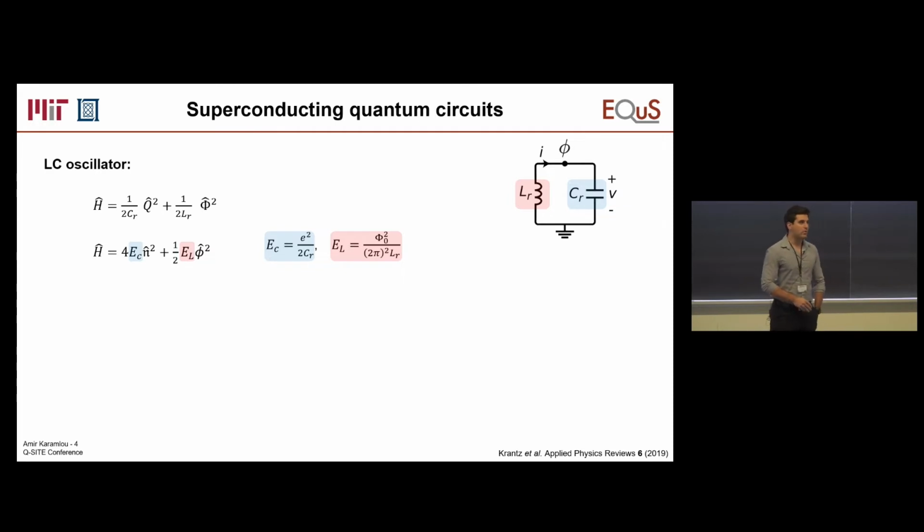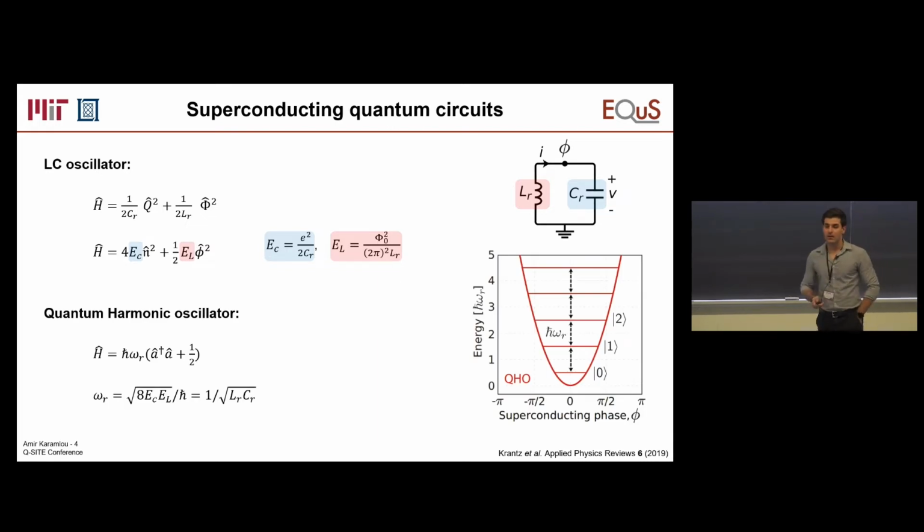Now, for those of you who have looked at an LC oscillator either in your differential equations course or quantum mechanics course, the LC circuit behaves like a harmonic oscillator. And in the quantum limit where we're operating this device, it will be a quantum harmonic oscillator. The oscillation frequency of this oscillator, omega_r, is 1 divided by the square root of LC, which is something we're familiar with from the classical world. And I can write the equation as a quantum harmonic oscillator where these a daggers and a's are the creation and annihilation operators.